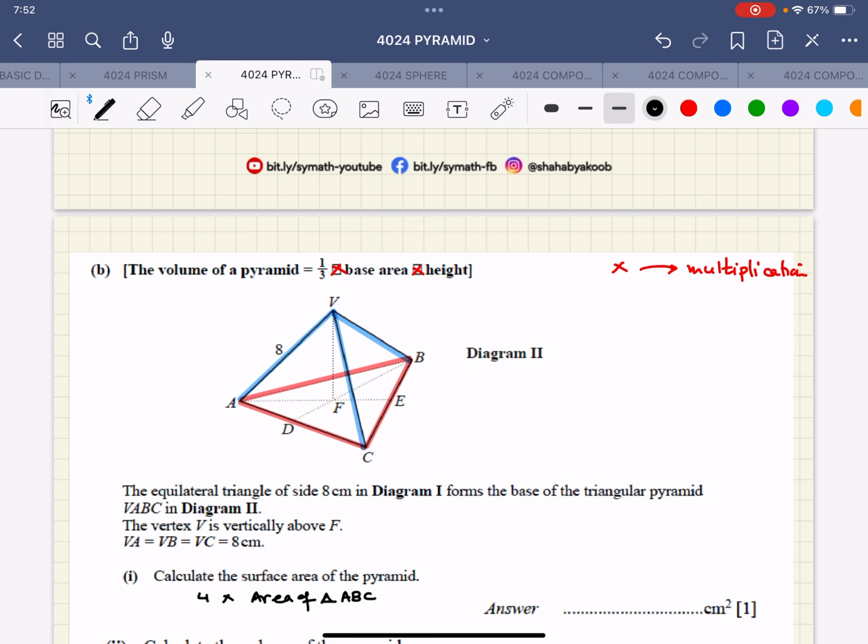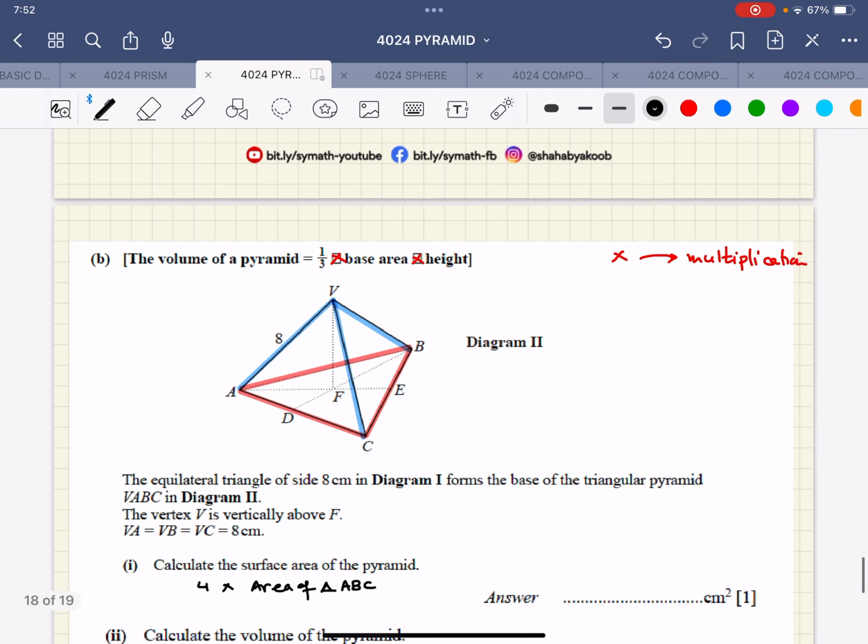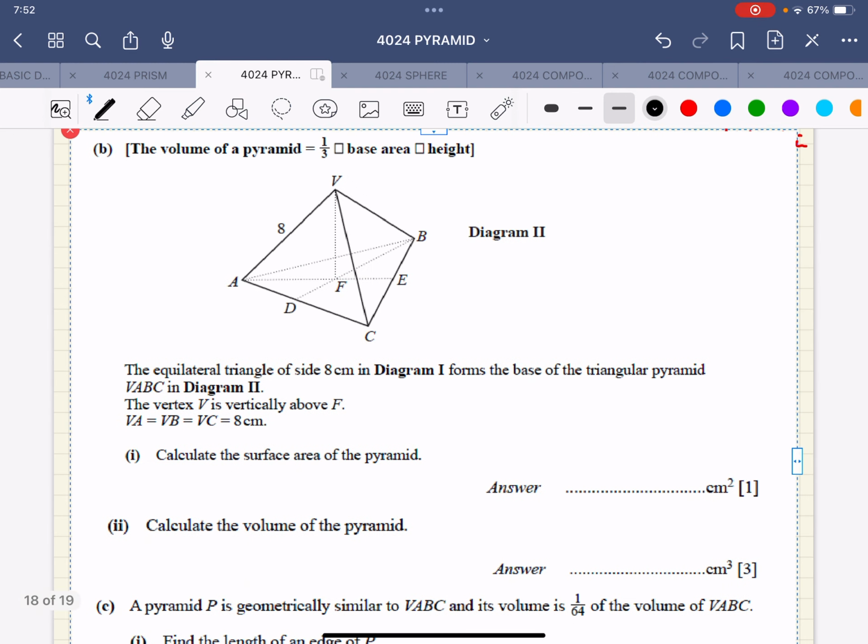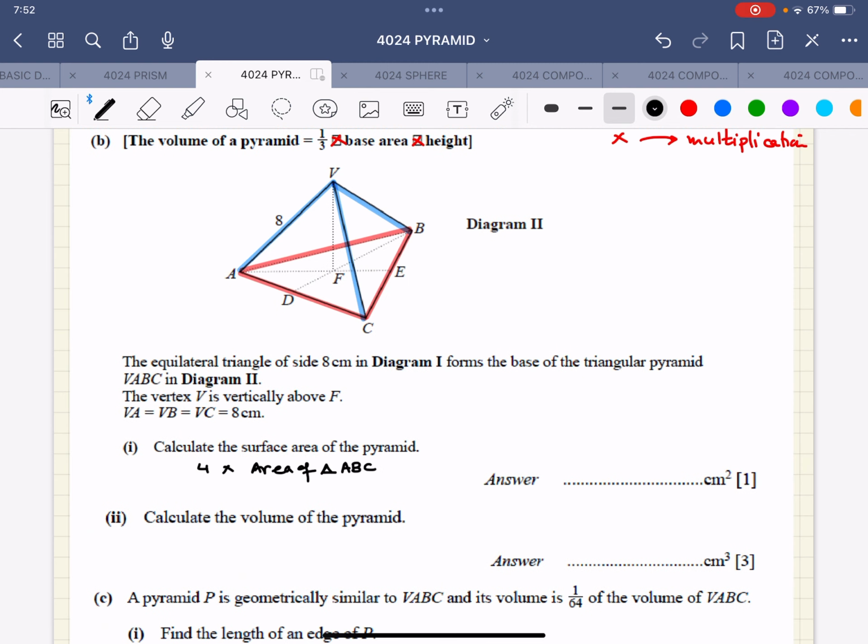27.712 into 4. So this is 4 times 27.712. That comes out to be 110.848. That comes out to be 111 centimeters square.